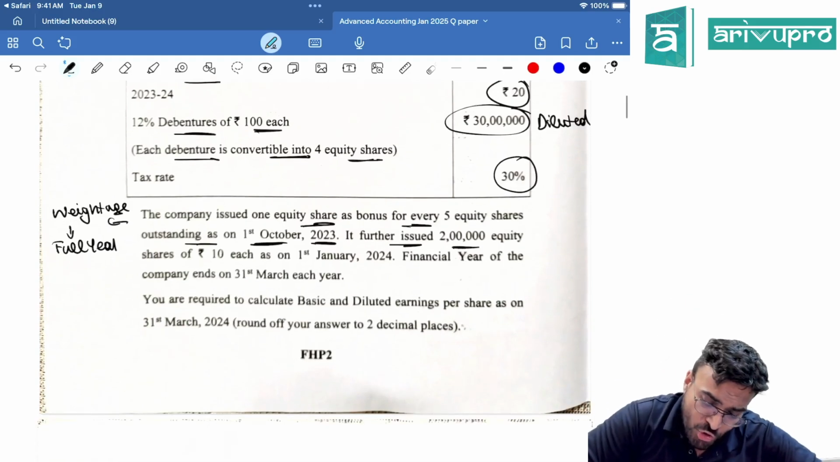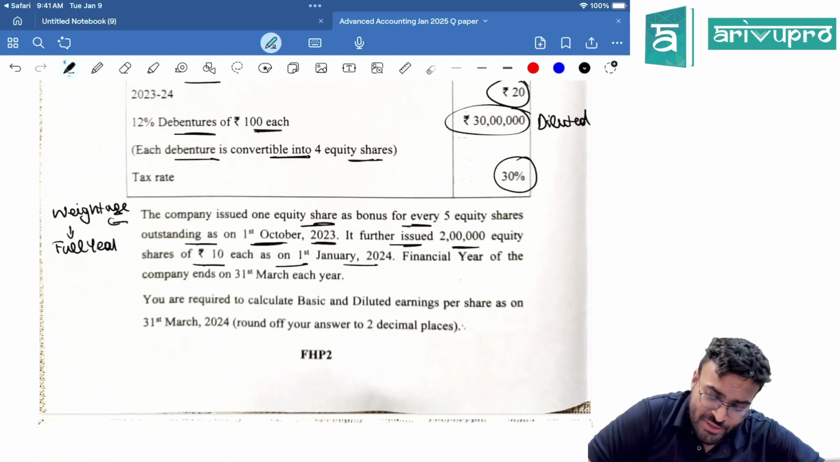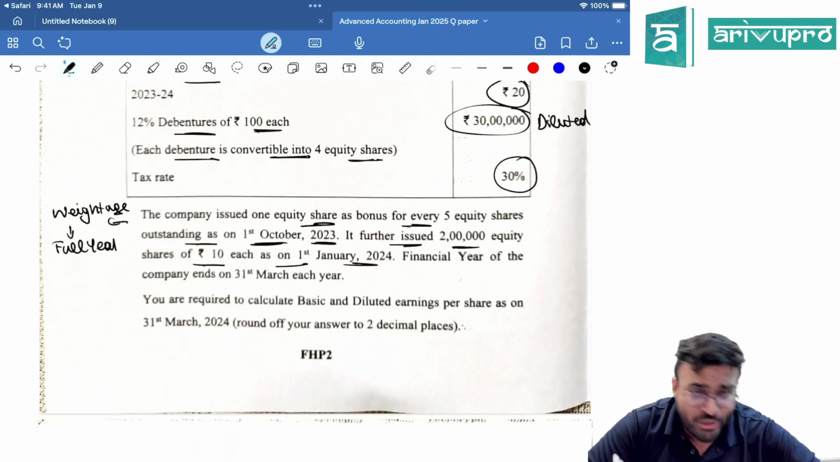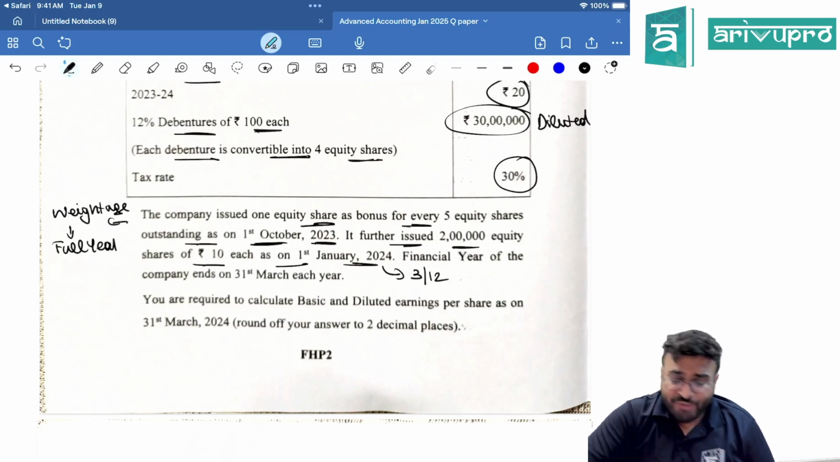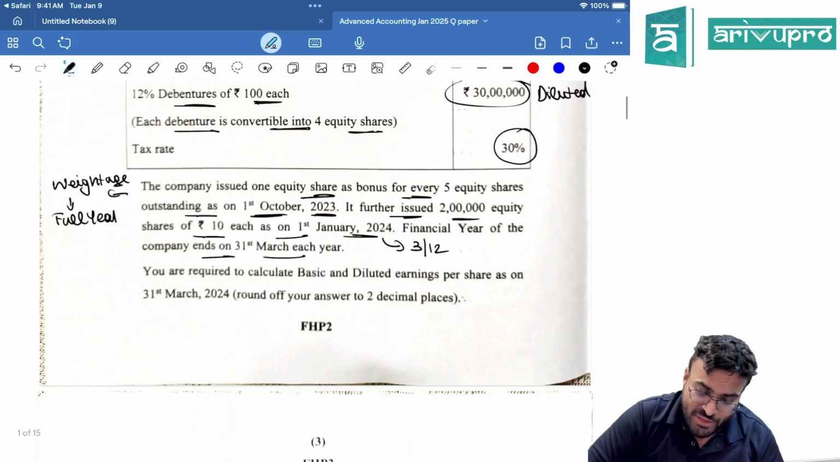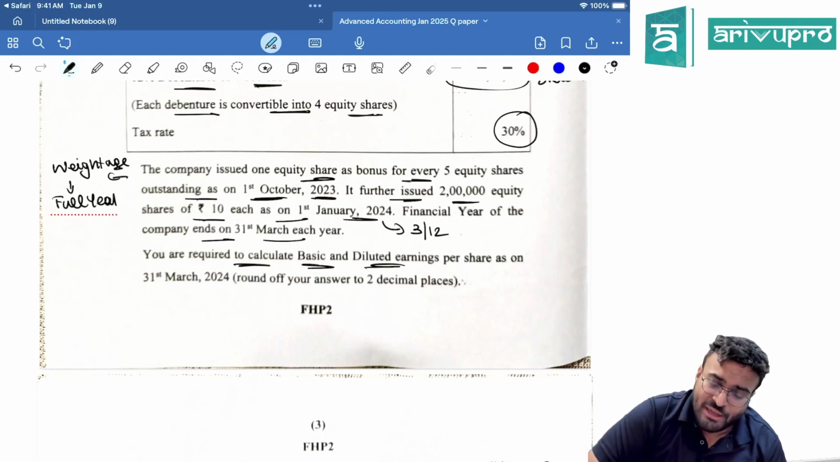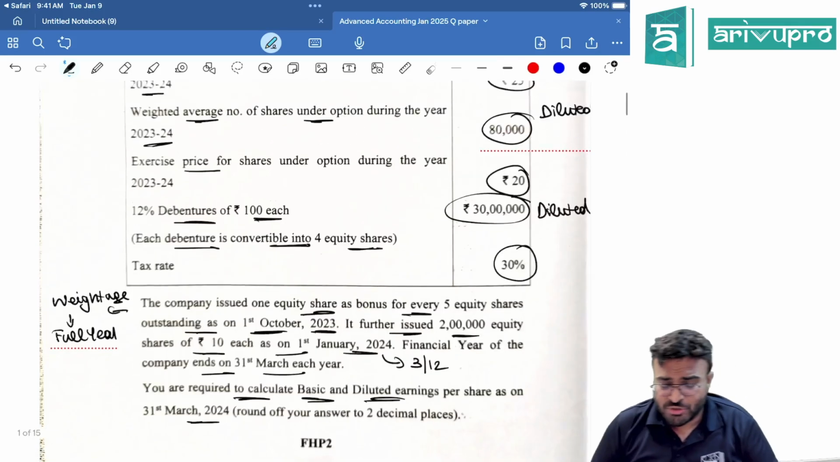It further issued 2 lakh equity shares of 10 each as on 1st April to 1st January 2024. For this you will give weightage only for 3 months because it is a fresh issue. Financial year of the company ends on 31st March every year. You are required to calculate basic EPS and diluted EPS on 31st March 2024.